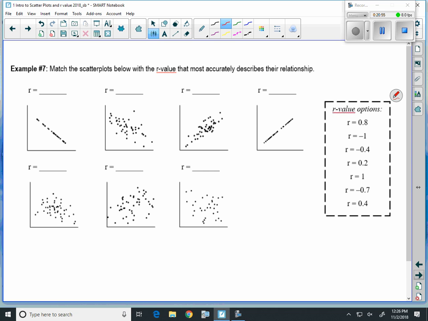I need a volunteer to tell me their numbers. Okay, Jeremiah, tell me your number here. What'd you put? -1. Okay. -0.7. Okay. 0.8. 1. Yes, good job. -4. Yes. 0.4. Yes. And 0.2. All right, now I want to know, does anybody disagree with any of these?